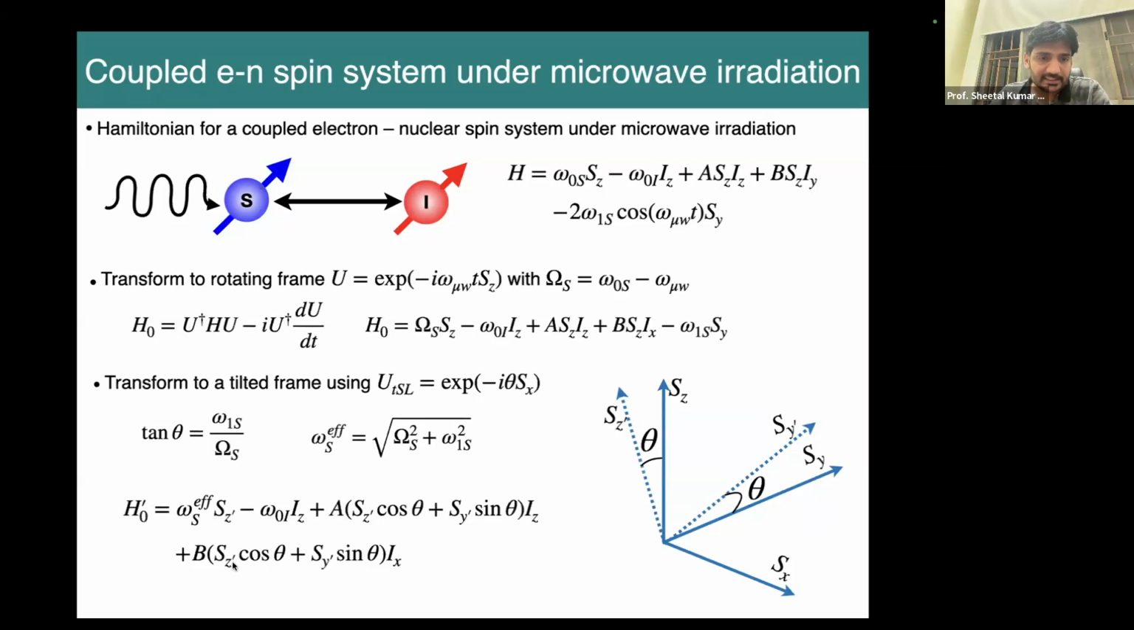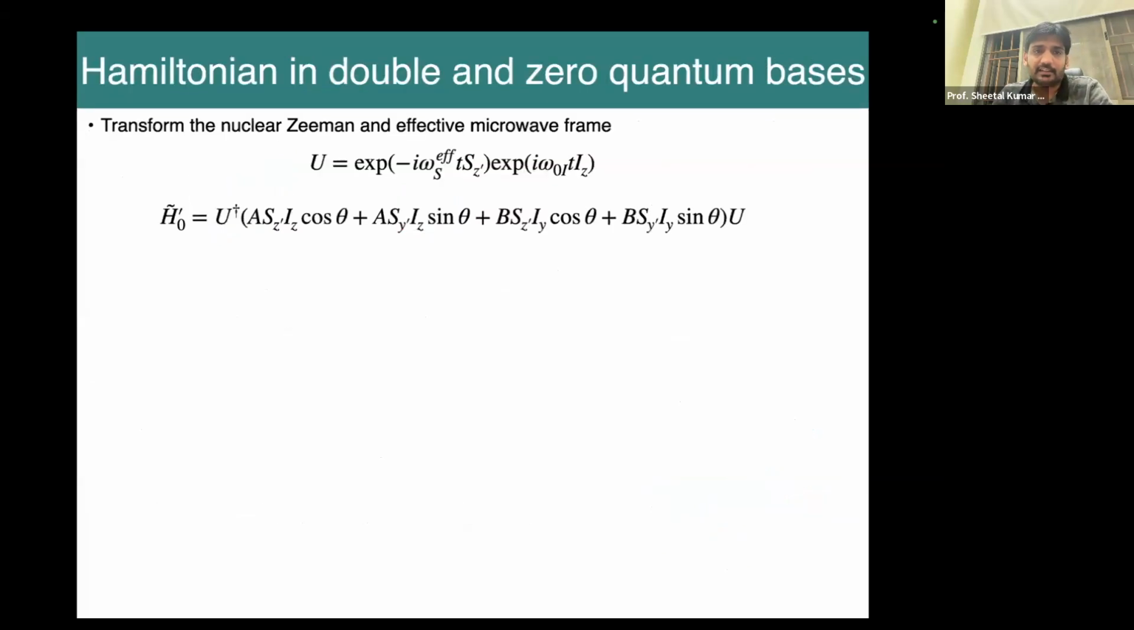After tilting, this is the Hamiltonian, and it's a simple transformation: the term Sz becomes two terms, Sz cos theta and Sy sin theta. The same thing happens here. This is very simple algebra, and then we go to the frame transformation part. As I discussed in the introduction, we go to the frame of the large interactions. There are two large interactions: one rotating with the nuclear Larmor frequency, and the other is the effective field, which is the resultant of the offset and the microwave amplitude. If you go to this frame, the Hamiltonian will take this form.